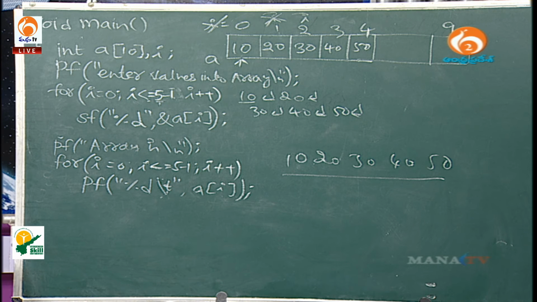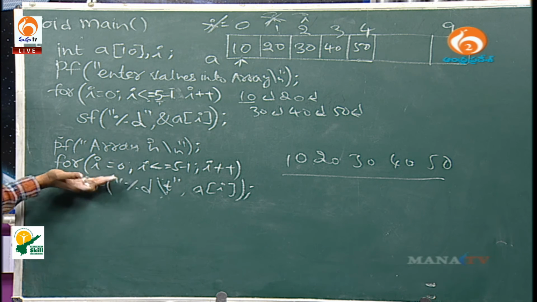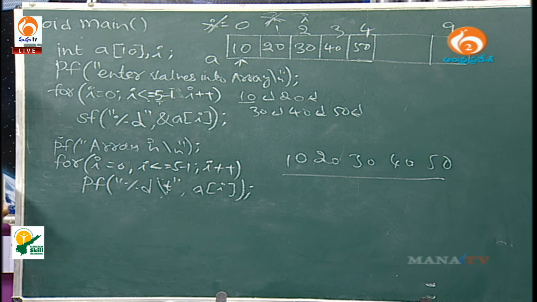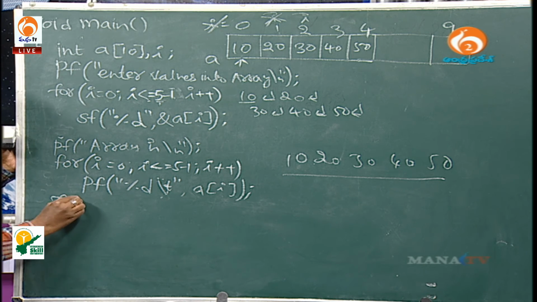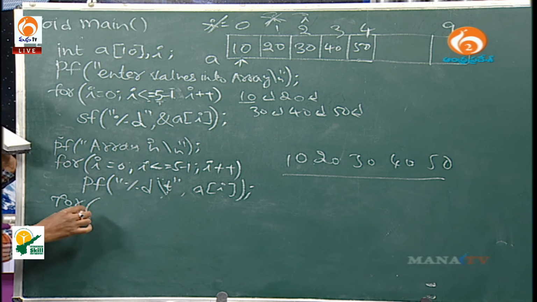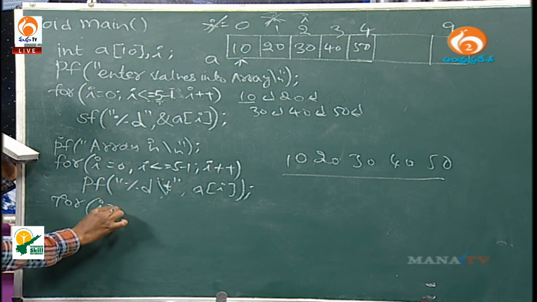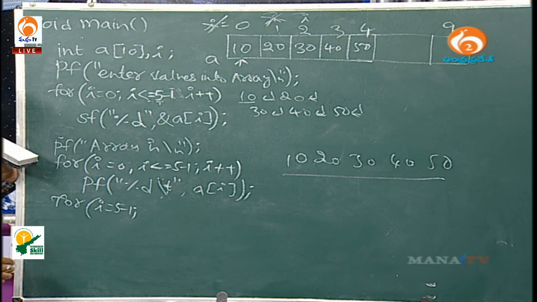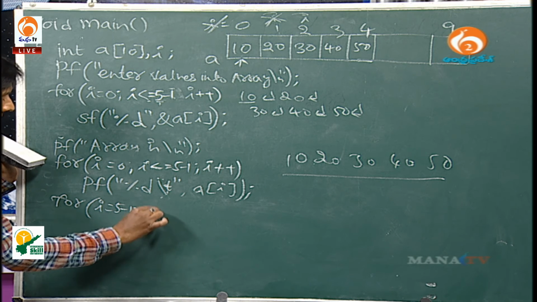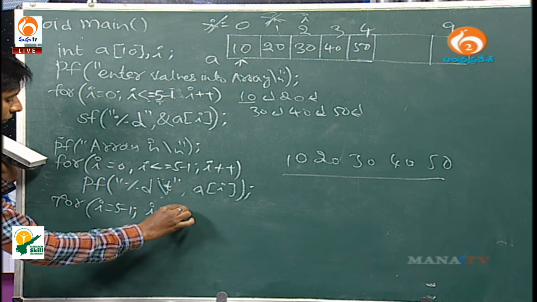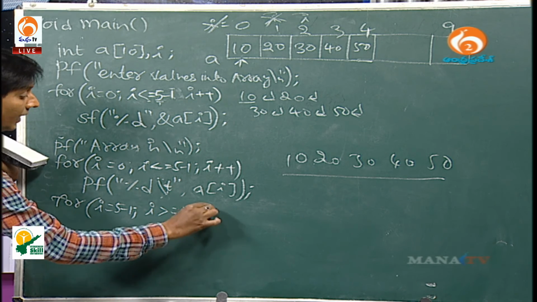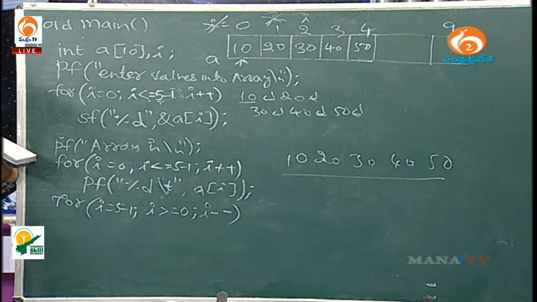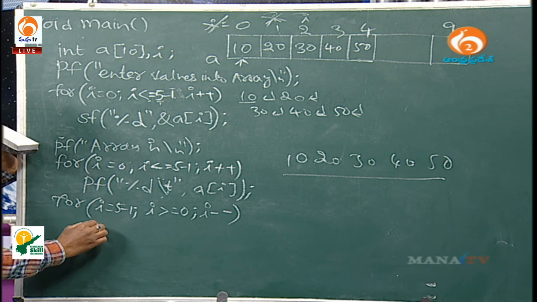Then how do we write? Just a simple change in the for loop. Like this: for i equal to 5 minus 1, next i is greater than or equal to 0, i minus minus.